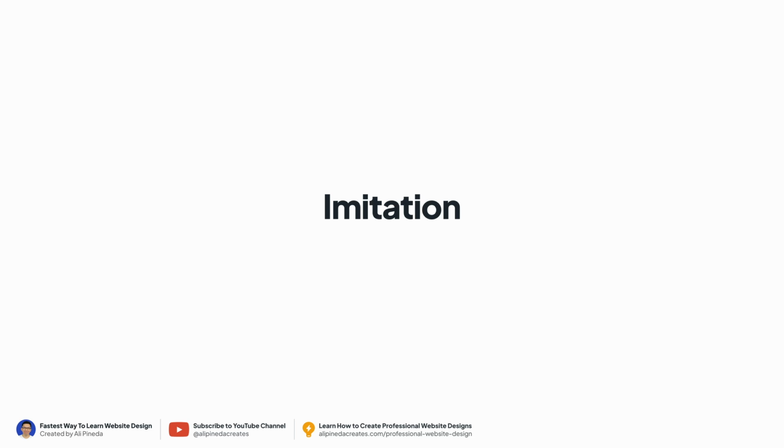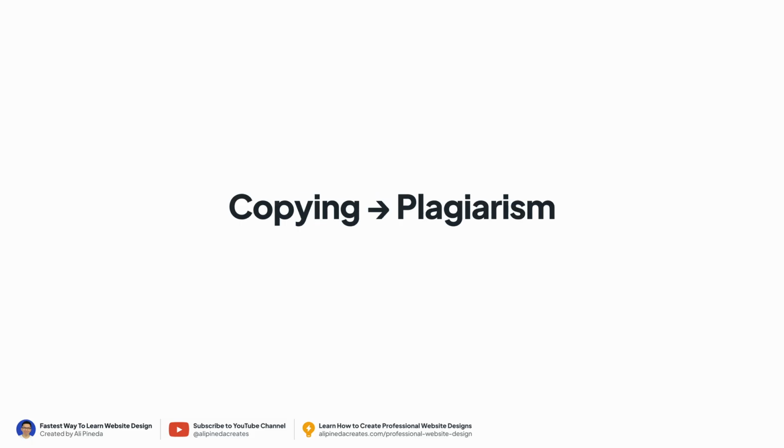But before I teach you how to do it, I want to be very clear that imitation is not the same as copying. When I say imitation, we are only using the website design that we find for inspiration. Copying, on the other hand, is replicating the website design exactly as it is, or what you call 1:1, and this would result in what you call plagiarism, which we don't want to happen. Now that we have cleared that up, we can start creating our website design using imitation.